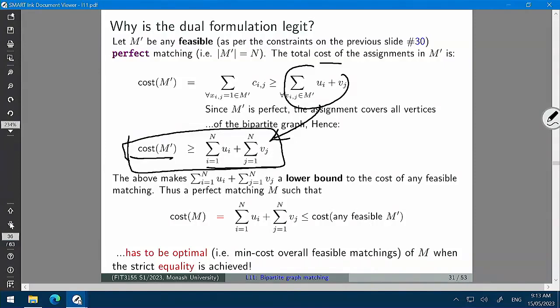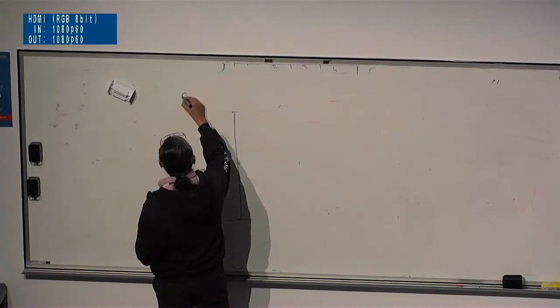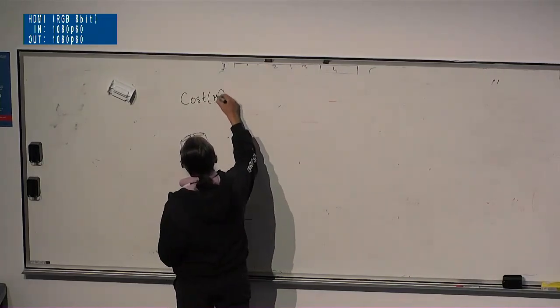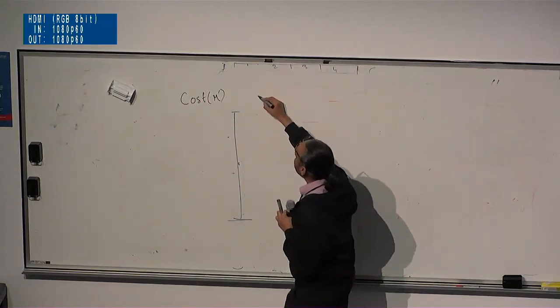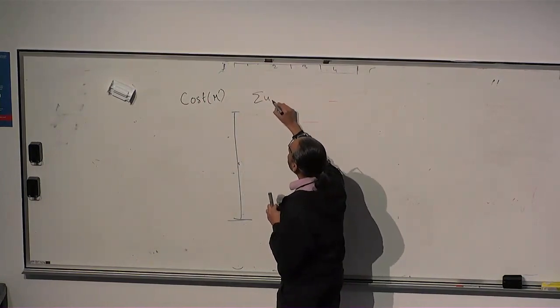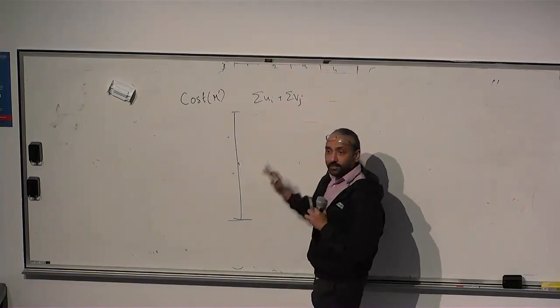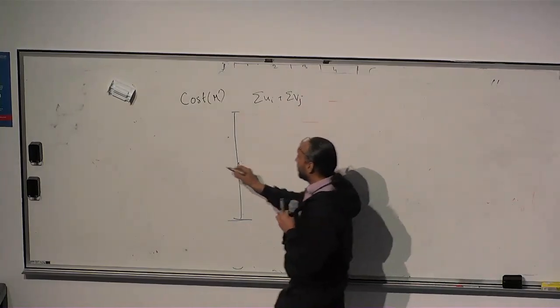Same intuition. Let's go to the board. Okay, so we got, this is the cost of M prime, let's say, and then this is the sum of Ui plus the sum of Vj values, two different worlds.